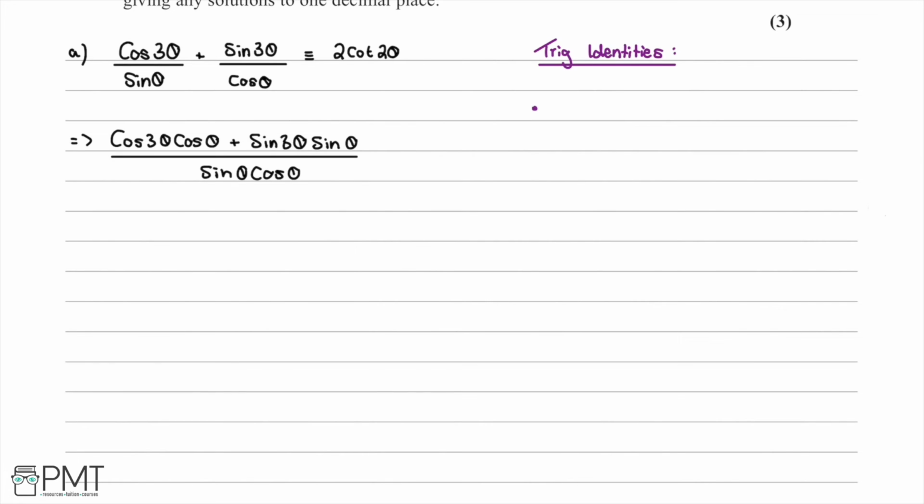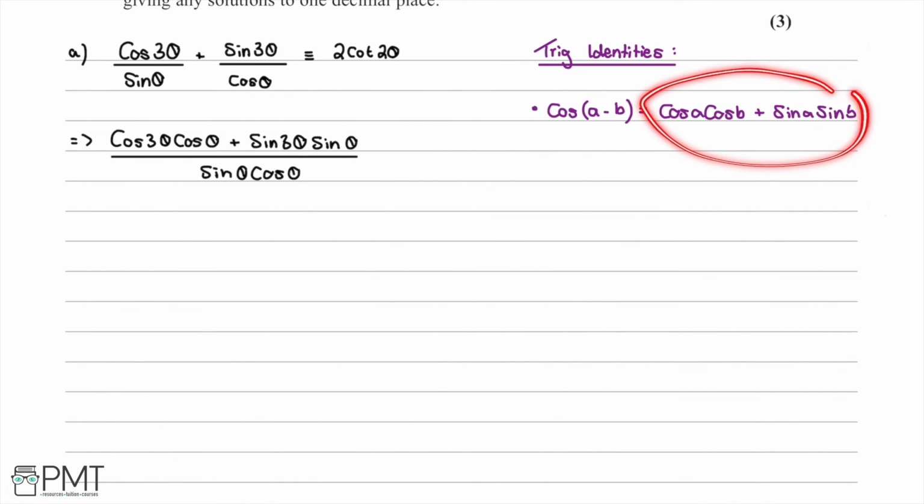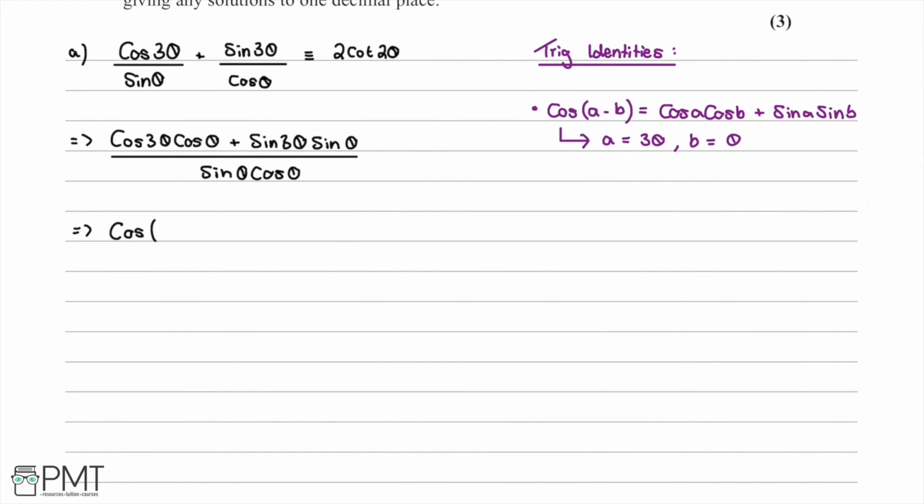So we know, taking a note down here, that if we have cos of a minus b, then that is going to be equal to cos a multiplied by cos b, and then we're going to add sine a sine b. So this right hand side here, cos a cos b plus sine a sine b, this is what we have here on the numerator. So we have that a is going to be equal to 3 theta and b is going to be equal to theta. So we can write this numerator as cos of a minus b, so that will be cos of 3 theta minus theta, and then we divide this by our denominator. It doesn't change, so that remains sine theta cos theta.